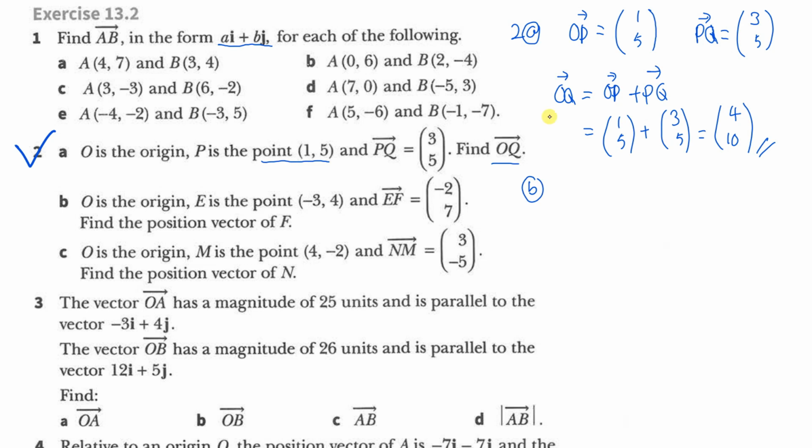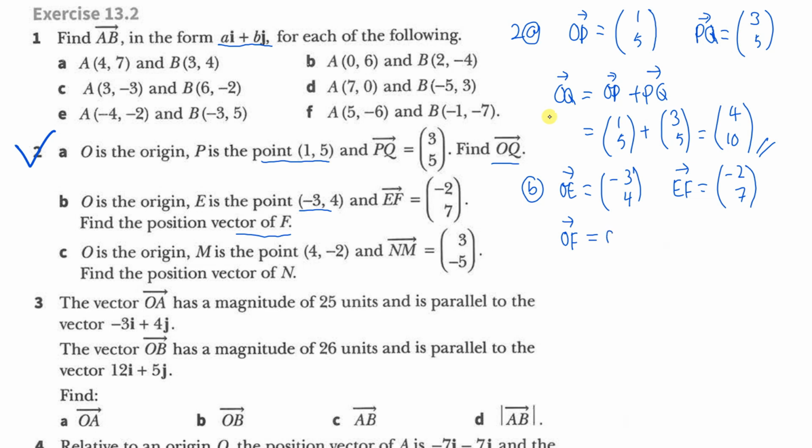O is the origin, and E is a point, so we can write OE directly as minus 3 on top and 4 at the bottom, and another vector is given, EF, which is minus 2 and 7. The question is asking for the position vector of F, so they are actually asking for OF. OF is called the position vector of F. If it is written there the position vector of A, it means you are going to find OA. If it is written the position vector of D, you are going to find OD.